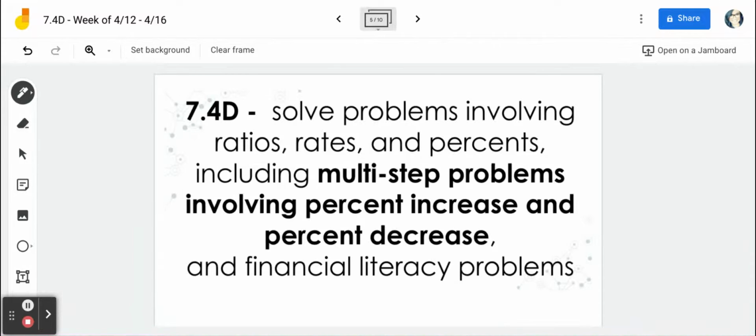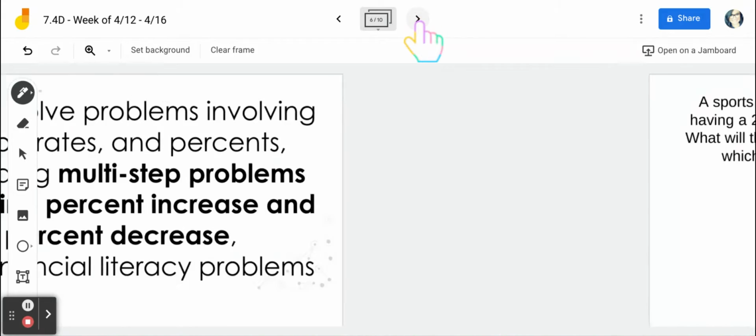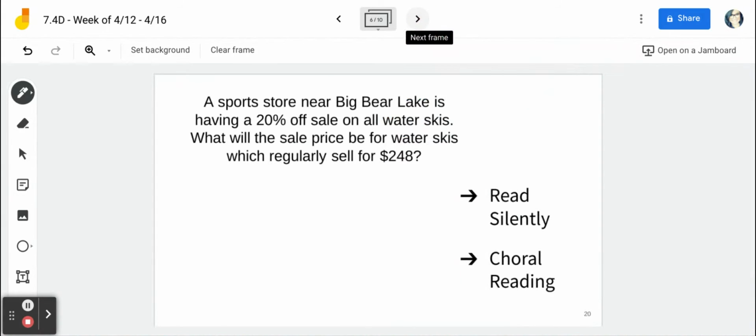Okay, so we are continuing in looking at problems that include multi-step problems involving percent increase and percent decrease. So if you turn to your Wednesday page, this is Wednesday problem 1. Go ahead and pause the video so you can read silently and choral read as a class.